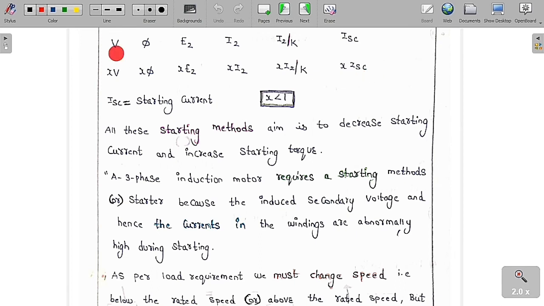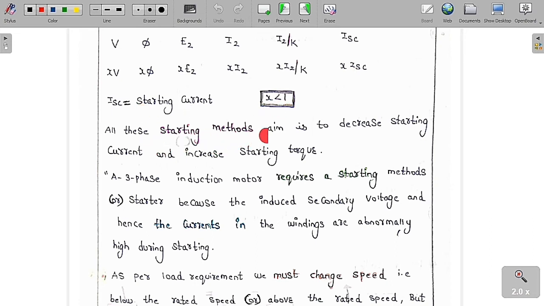If you give the rated voltage, you are going to get the rated flux. E2 is the EMF induced in the rotor, I2 is the current induced in the rotor, and I2 by K is the current referred to the stator coil, and this is called the starting current. So if you reduce the voltage by a factor of X, phi is also reduced by a factor of X, E2 is reduced by a factor of X, I2 is reduced by a factor of X, I2 by K is reduced by a factor of X, and ISC is also reduced by a factor of X. ISC is the starting current, and X is always less than 1.